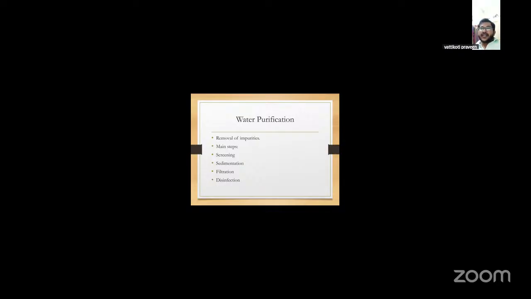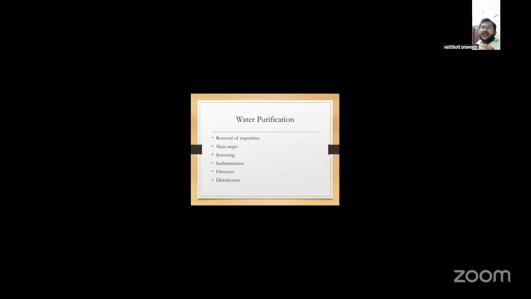What is sedimentation? The sedimentation purpose is removal of suspended particles by gravity. The process: water is stored in a sedimentation tank, heavy particles settle at the bottom as sludge, and the clear water flows to the next stage. What are the types? Plain sedimentation and sedimentation with coagulation using chemicals like alum. The importance is reducing the turbidity, which improves the efficiency of filtration.